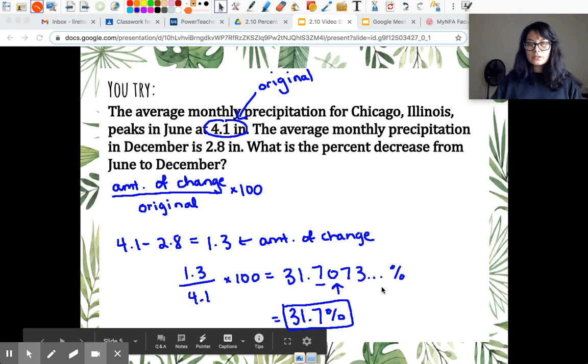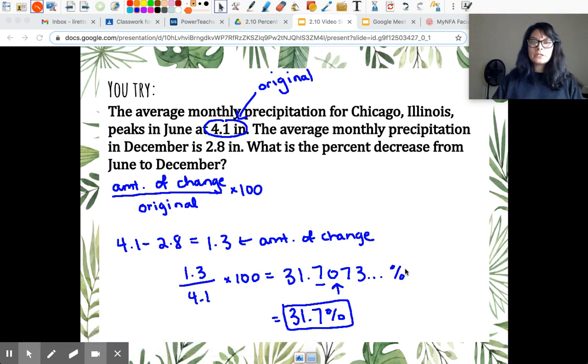Okay, so here is what I am getting for my answer. I'm getting approximately, rounded to the nearest tenth of a percent, 31.7%. So it said the average monthly precipitation for Chicago, Illinois peaks in June at 4.1 inches. The average monthly precipitation in December is 2.8 inches. So June comes before December, so we can assume that this 4.1 is the original amount. And we want to know what's the percent decrease from June to December.